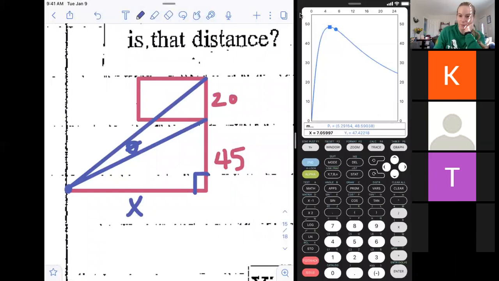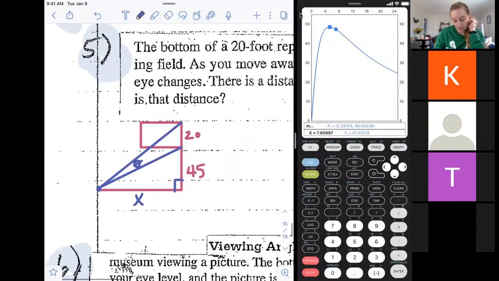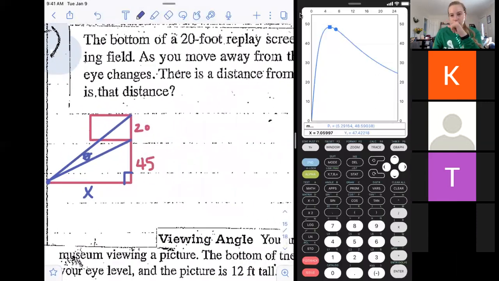And I want to know what my x is. How far away from the screen do I need to be to have the maximum angle? Let me draw my two triangles out again. I'm going to draw the little one and then I'm going to draw the whole one. So here's the little one, which isn't as little as the last one because it goes up 45 feet and out x.